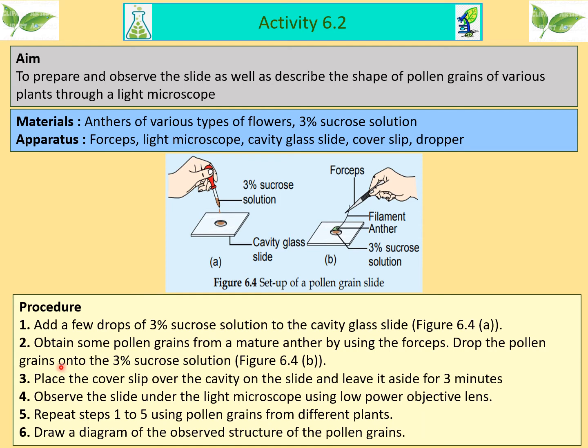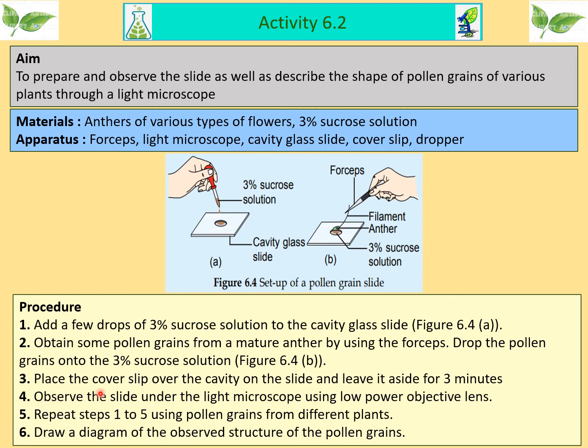The procedure: number 1, add a few drops of 3% sucrose solution to the cavity glass slide. Okay, you can see from figure 6.4a. And then number 2, obtain some pollen grains from a mature anther using the forceps. Drop the pollen grains onto the 3% sucrose solution. Okay, in these diagrams, the forceps drop the pollen grains into this cavity glass slide.